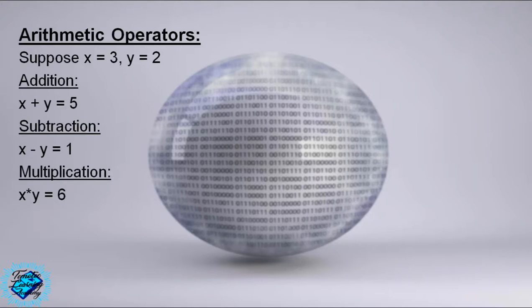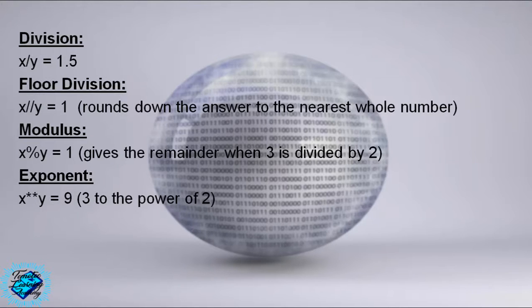Division, x divided by y equals 1.5. Floor division, x floor divided by y equals 1. It rounds the answer down to the nearest whole number, so it will give us 1, not 1.5.